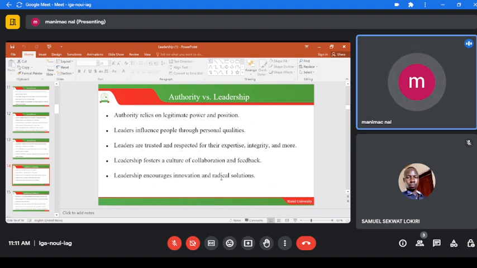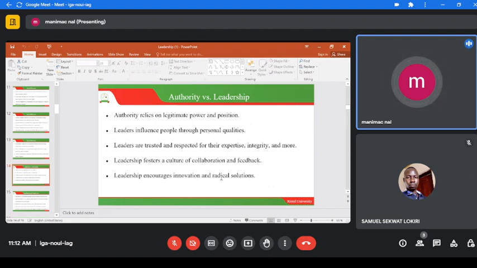So whatever I may decide, or maybe in terms of delegating authority, I will delegate because I have the power to do so. Okay. Further still, leaders influence people through personal qualities. Leaders are also trusted and respected by people because of their expertise, because they are experts, because of their integrity, and many other things. Furthermore, leaders foster a culture of collaboration. They work with people and they also encourage feedback.